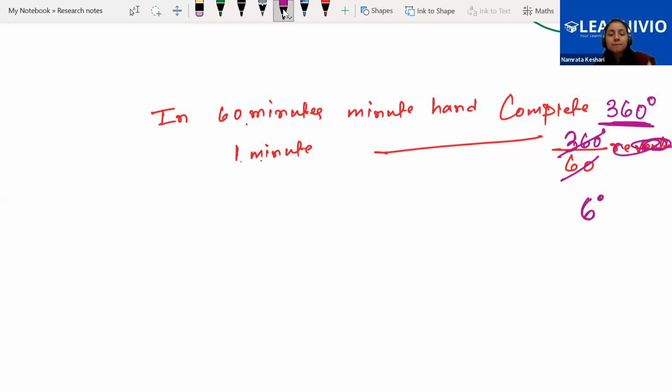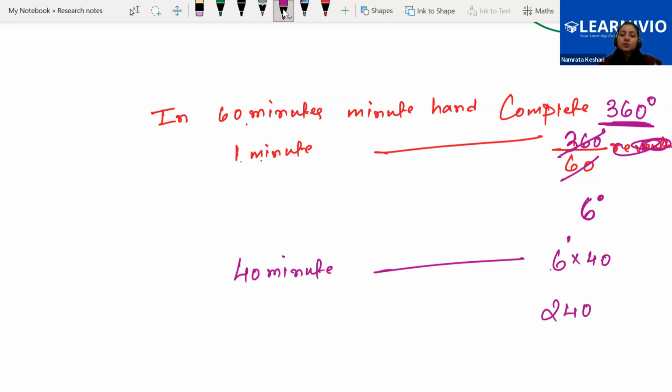Yes, ma'am. We can say that, right? Now in 40 minutes we have to find, no? In the question specifically it is mentioned that 40 minutes. Angle is not given in the question, but since we are talking about the clock, we can take the complete angle as 360 degrees anytime. So in 40 minutes it will be 6 degrees into 40. That means 240 degrees. Yes or no, Alina?